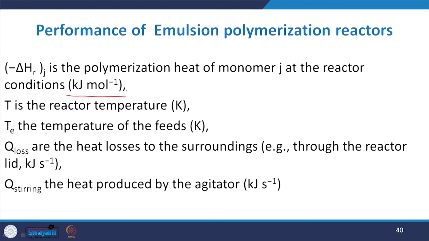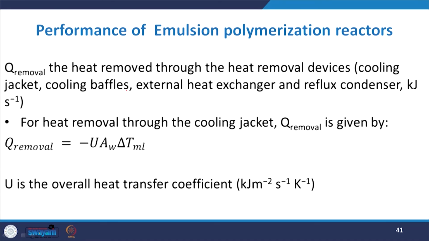Now delta HR is the polymerization heat of a monomer J at the reactor conditions, that is represented as a kilojoule per mole. Now T is the reactor temperature in Kelvin, Te is the temperature of the feed, that is in Kelvin. Q loss is the heat losses to the surrounding, that is through the reactor lid. Q stirring is the heat produced by the agitator, it is having the unit of kilojoule per second. And Q removal is the heat removed through the heat removal devices, cooling jacket, etc. You recall that in the figures we always introduced either cooling fluid or cooling water inside the reactors.